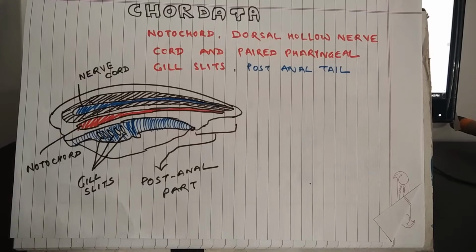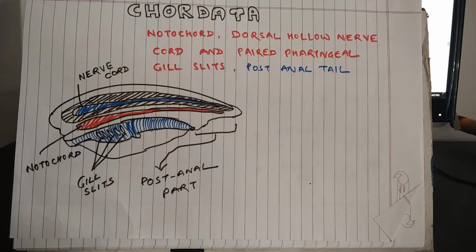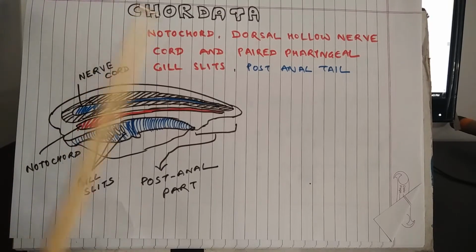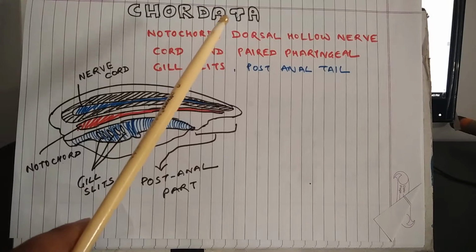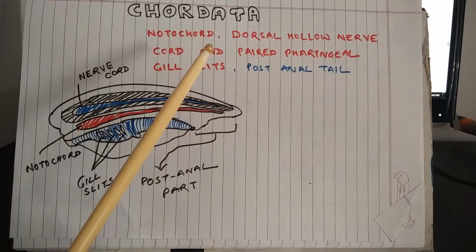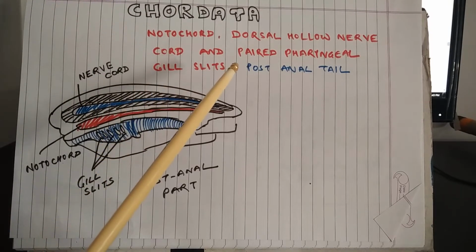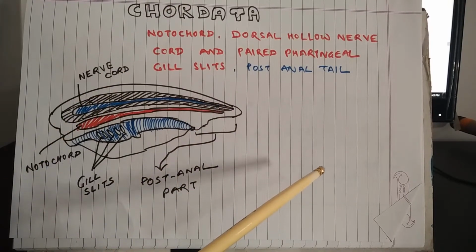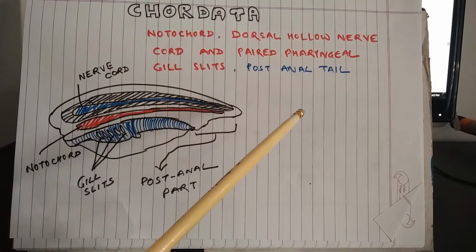In this video, you will learn about the key features of phylum Chordata and you will also learn about the broad classification of phylum Chordata. The salient features of Chordata are: notochord is present, dorsal hollow nerve cord is present, paired pharyngeal gill slits are present and post-anal tail is present. So, these are the four key features.